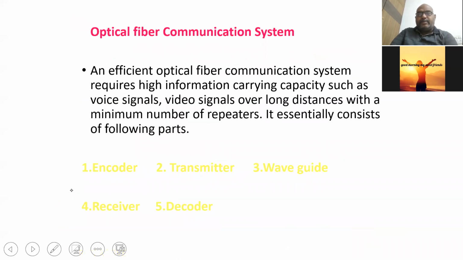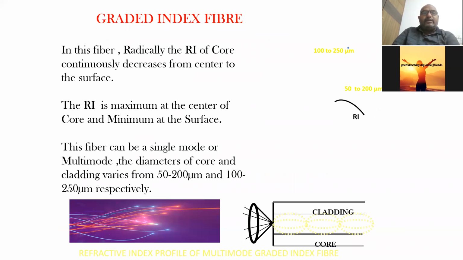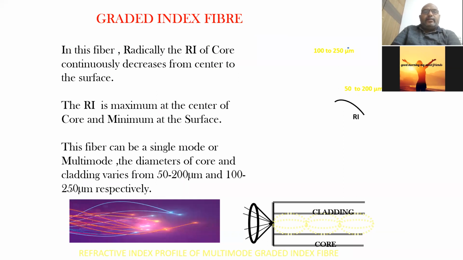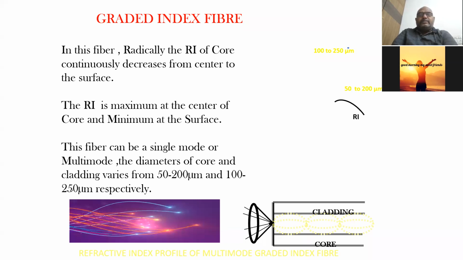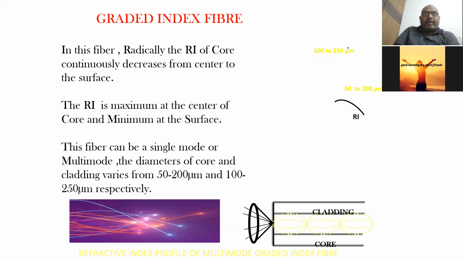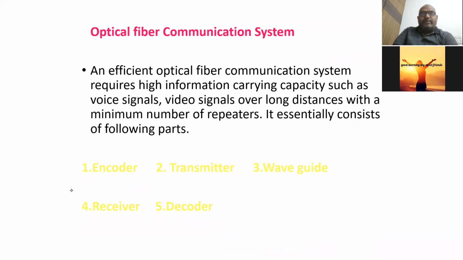Another one is graded index fiber. In this fiber, the refractive index of the core continuously decreases from the center to the surface. The refractive index is maximum at the center of the core and minimum at the surface. This fiber can be single mode or multi-mode. Graded index fiber is equivalent to the multi-mode fiber. The diameter of the core varies from 50 to 200 mm, and the cladding is 100 to 250 mm. The signals travel parabolically towards the meridional rays. The signal propagates in more than one mode, with multiple total internal reflections. That is called graded index fiber.